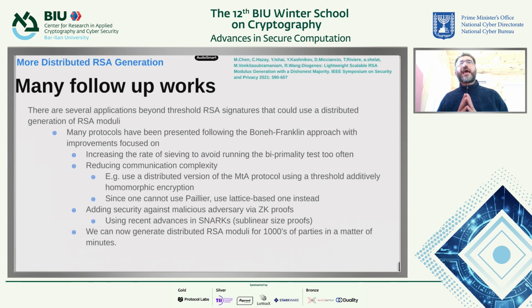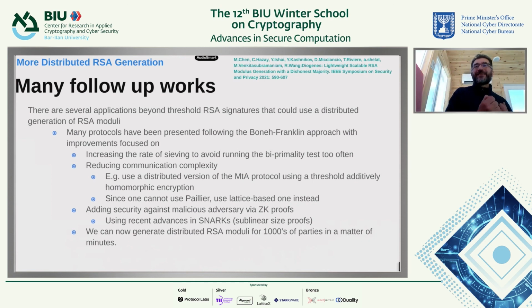There have been many protocols presented following the Boneh-Franklin approach, but they all follow this basic blueprint that I showed you. The improvements have been focused on, first, getting a better sieving at the beginning so that we can avoid running the biprimality test too often, reducing the communication complexity. For example, the last paper by Kermit and their co-authors uses a distributed version of the MTA protocol where the additively homomorphic encryption is not one for each player, but a single one with a distributed decryption key. But this is sort of a circular problem, because if you use Paillier, then you would need a distributed generation of RSA to have this distributed Paillier, right?